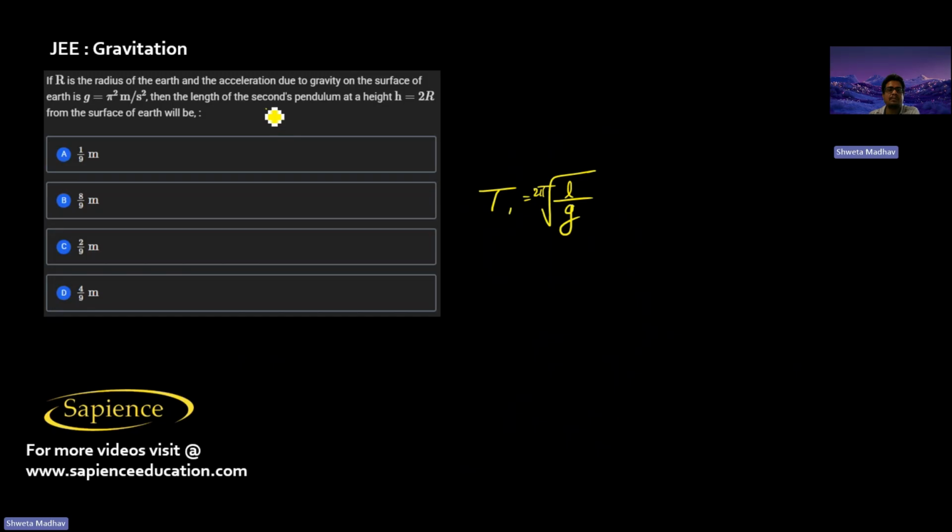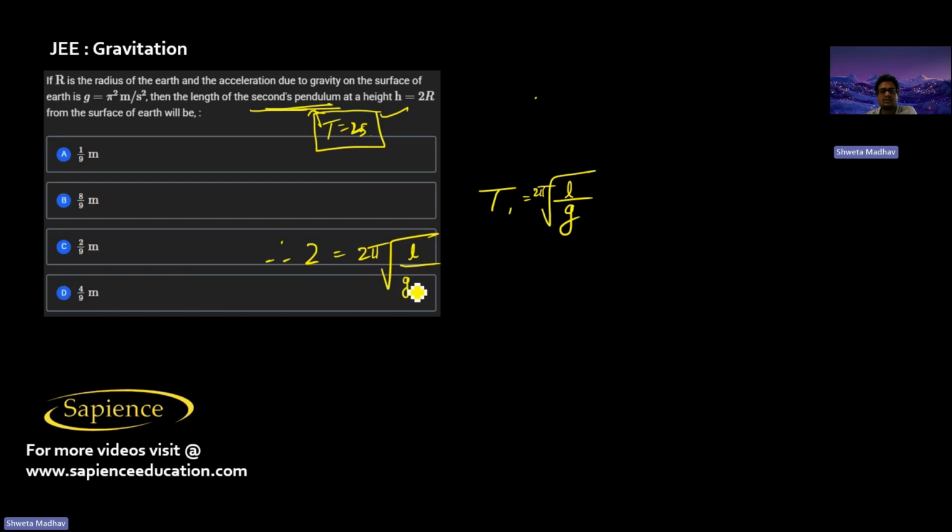Now, the seconds pendulum means the time period is 2 seconds. Why? Since it takes 1 second to go from one extreme position to the other extreme position. So the time required to complete half the oscillation is 1 second, so the time to complete one oscillation should be 2 seconds. So for the length of the second pendulum, the time period is 2 seconds: 2 is equal to 2 pi into root over L by g.